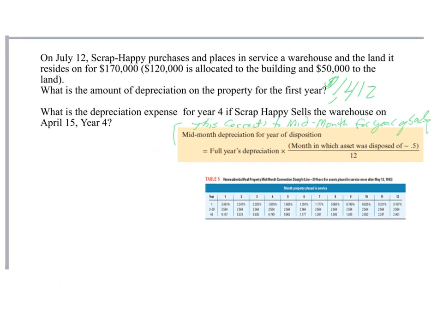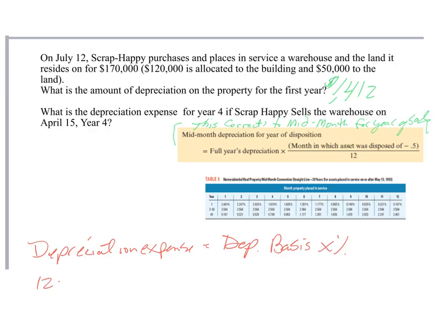Now you can do the math on mid-month depreciation, the conversion, without that little formula, but you will have access to that formula on the exam, so it makes sense to put it here and talk about it, okay? So again, what are we calculating? We're calculating our depreciation expense, and so the calculation looks exactly the same. So it equals the depreciable basis times the percentage for the year in question. So what's our depreciable basis? Still 120,000. Now we got to find the percentage.